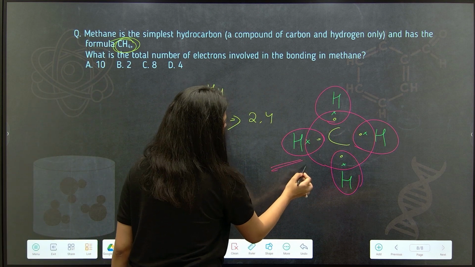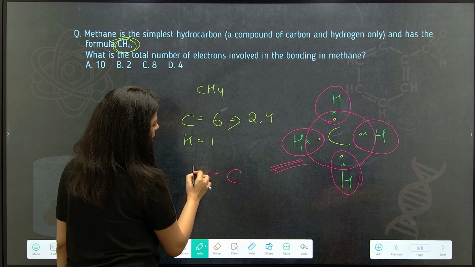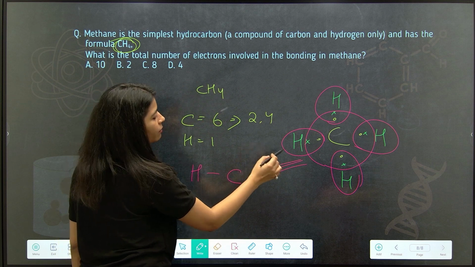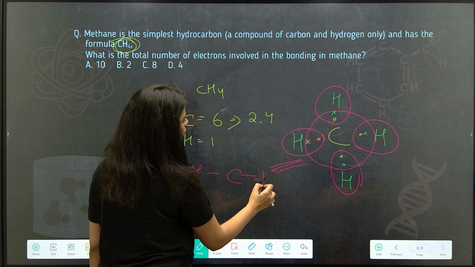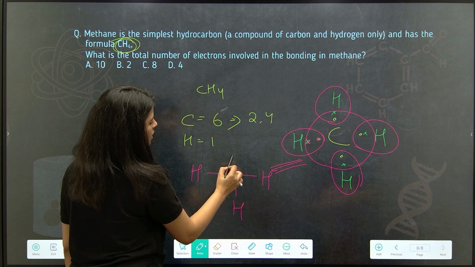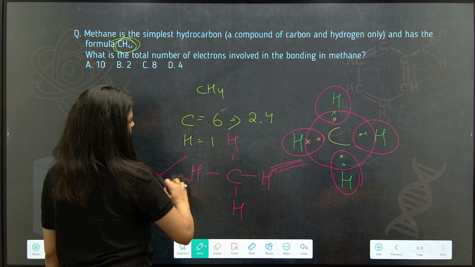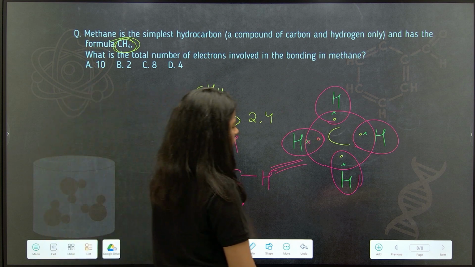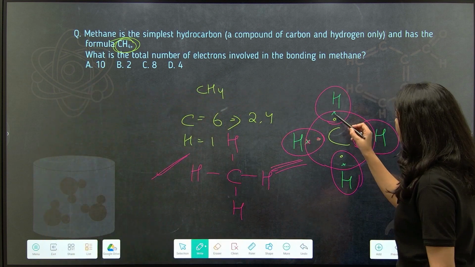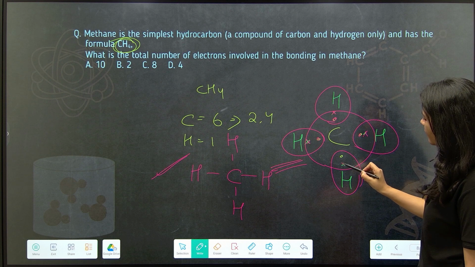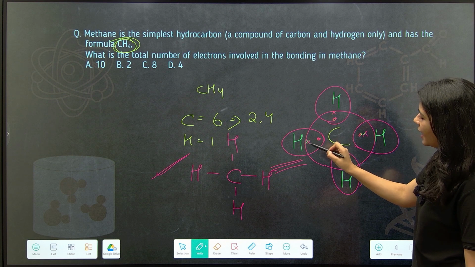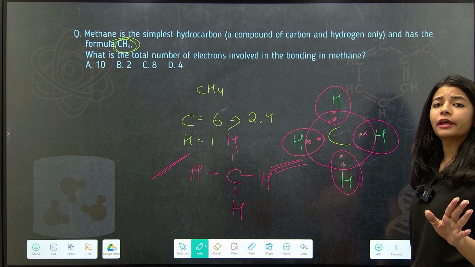How will I draw the bonds? A single bond between carbon and hydrogen. Why? Because only 2 electrons have been shared. So 2 electrons mean one pair of electrons. This will look something like this. So in total, how many electrons do you see being shared? 1, 2, 3, 4, 5, 6, 7 and 8. In total, 8 electrons have been shared.